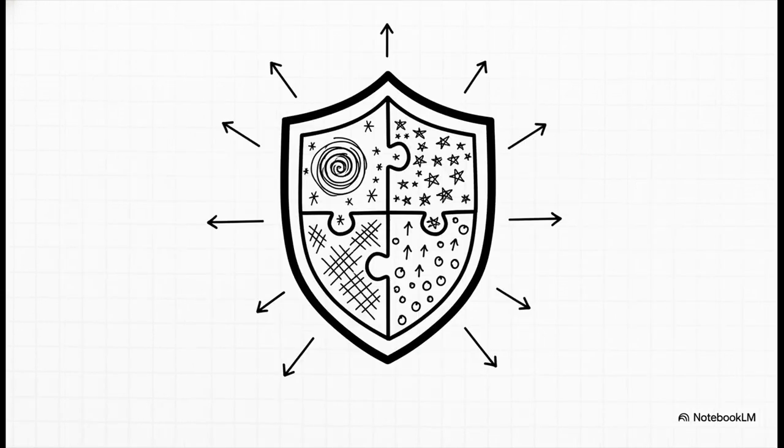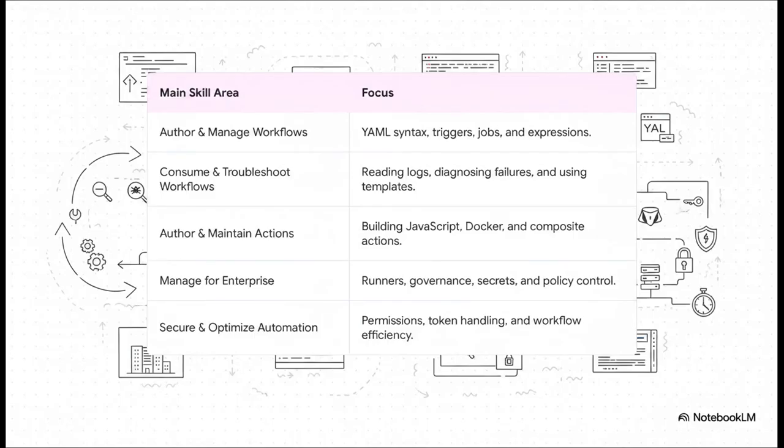So, what's actually on the exam? Well, it's broken down into 5 key areas. You've got everything from writing YAML workflows to handling enterprise security. It covers the whole shebang.